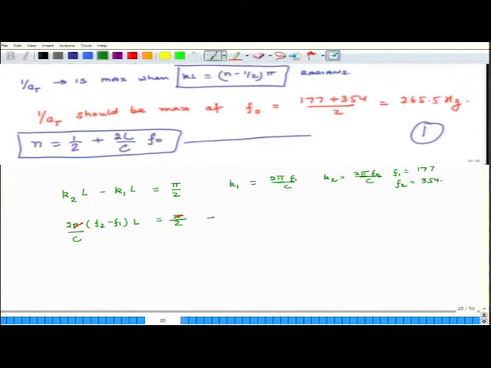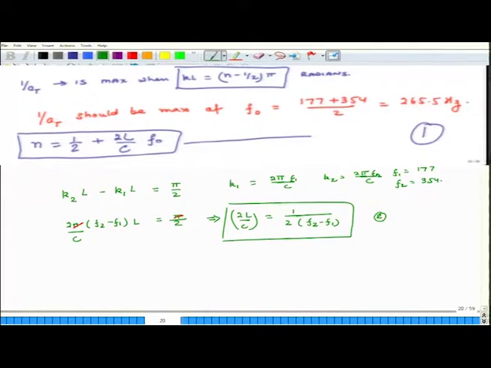So, what I get is 2L over c equals 1 over 2 times (f2 minus f1). So, this is my second equation, and what I do is I connect these two equations, I put in the value of 2L over c in this. So, what do I get?